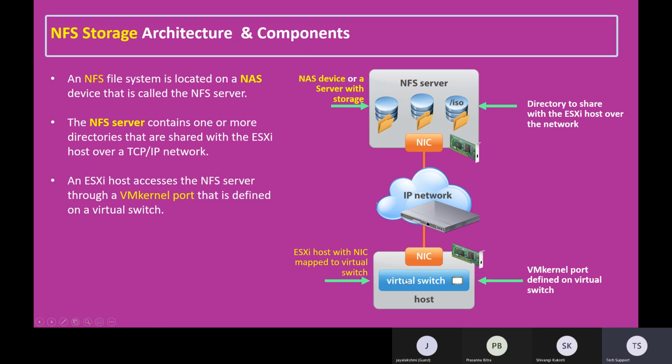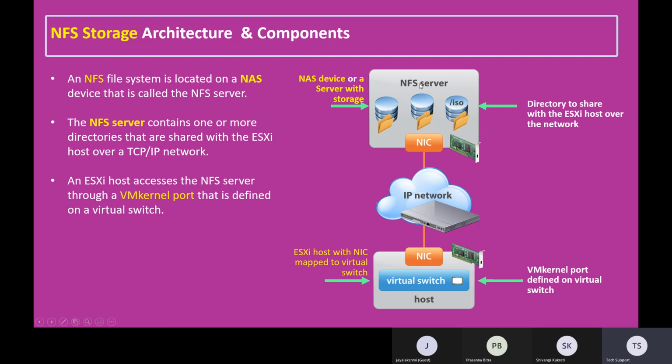When we install the ESXi server, by default it comes with one virtual switch. To connect our ESXi host to the IP network, we need to connect through a network card. I've mentioned the network card icon also. Using the network interface card, we connect to the switch. This switch we call the IP network, Internet Protocol network. From the switch, we connect to the NFS server. We can say NFS server or NAS server.